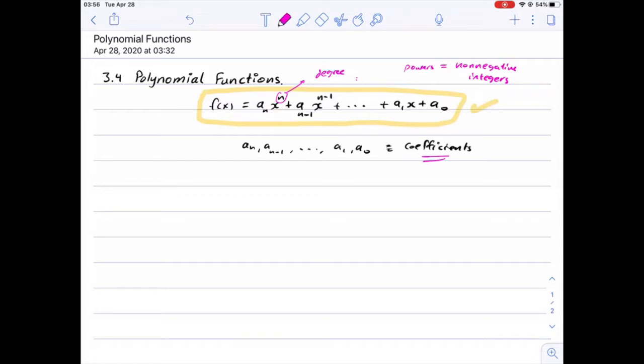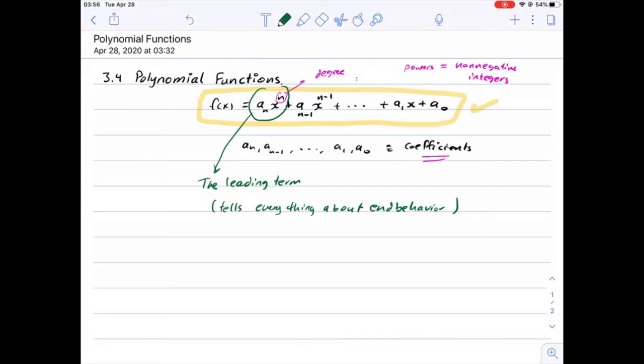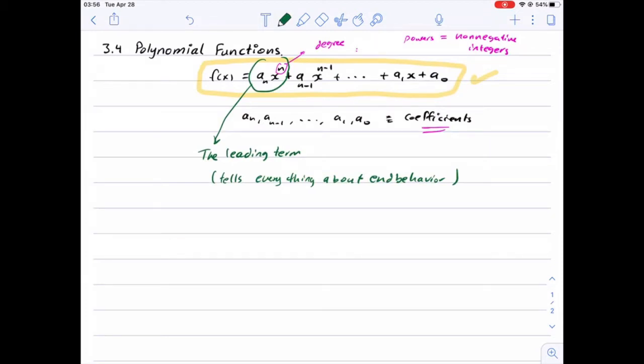Now the first term, a sub n x to the power n, is called the leading term. This term plays a crucial role in graphing polynomial functions. It almost tells everything about the end behavior of the polynomial. Polynomials have domain negative infinity to infinity, and they are continuous and smooth functions. By looking at this general form of the function, we can study the end behavior.